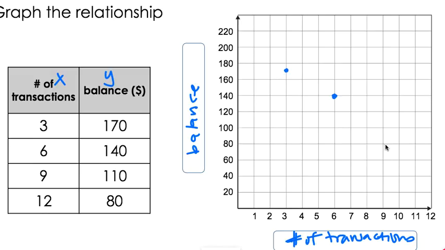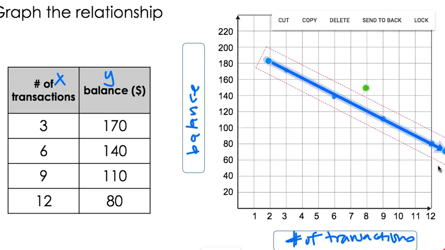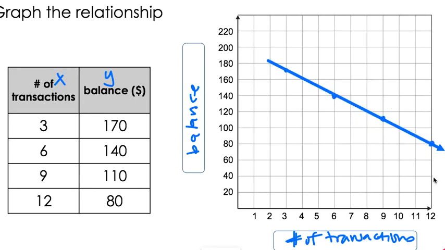9 transactions, 110. And 12 transactions is 80. And again, connect those points, they should make a line. If something's off, then it's not a linear function. However, in my work, I proved that it was. So since it is a linear function, it should make a line.